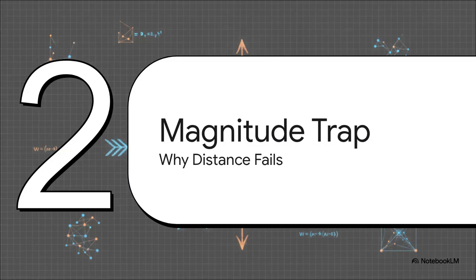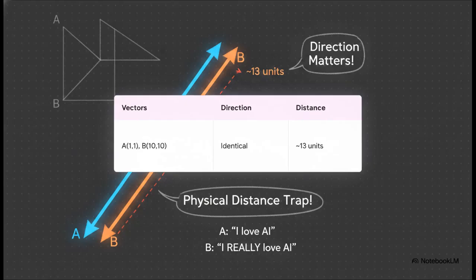Let's move to Section 2, the magnitude trap, why distance isn't enough. Now, a lot of people just starting out assume we should just measure the physical distance between 2 points. I mean, closer points should mean more similar ideas, right? Well, actually, no. That is a massive mathematical trap.